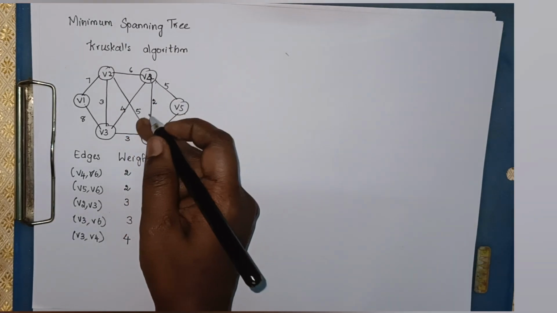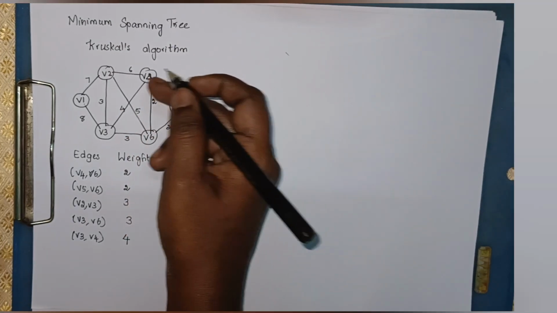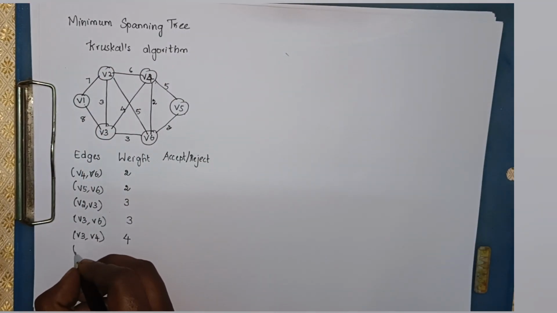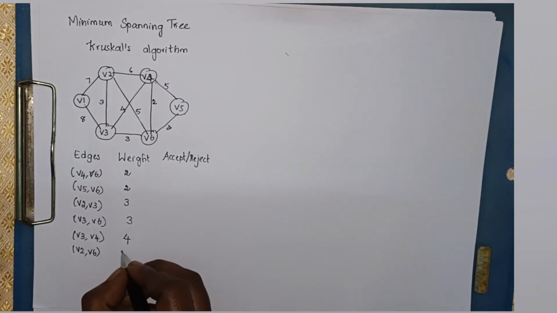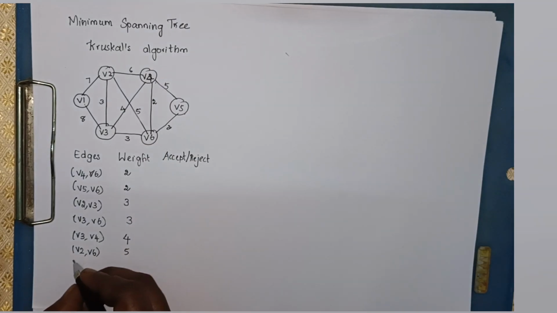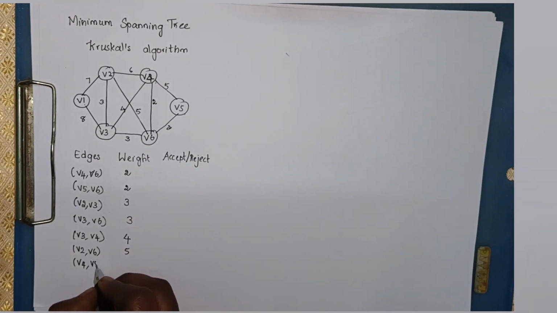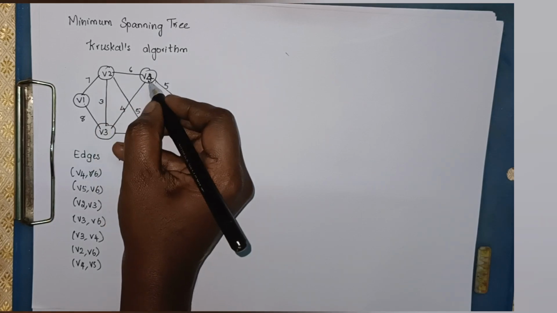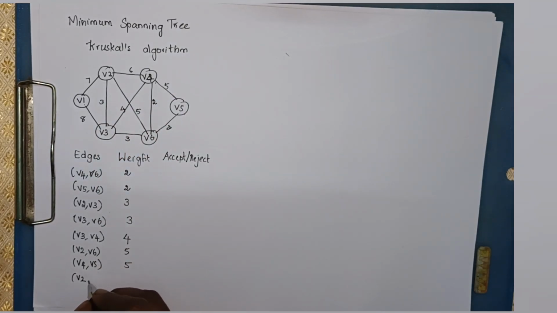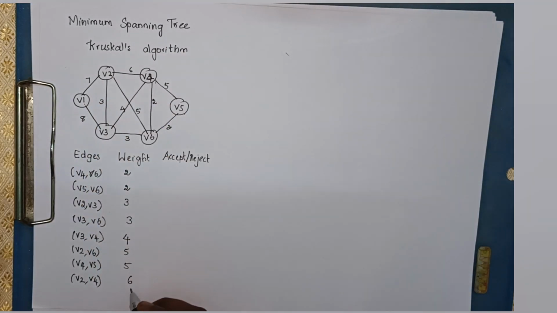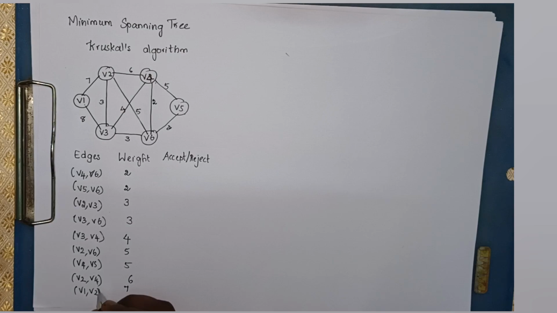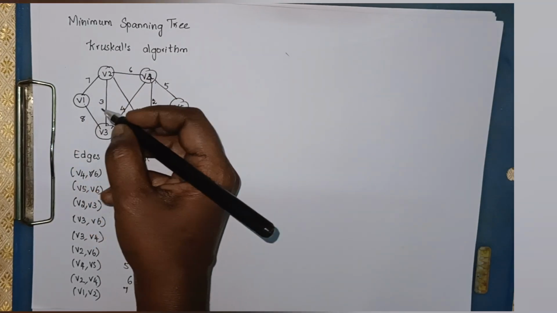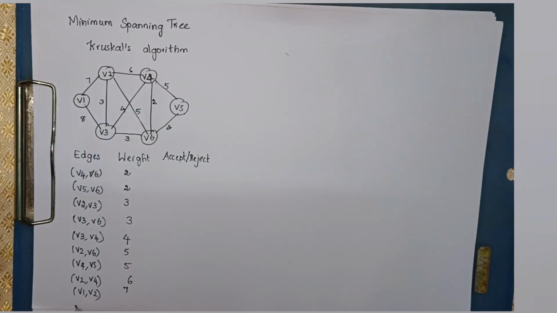Next we have 2 5s here, so I can select in any order. V2 to V6, 5. V4 to V5, 5. Next one is 6. V2 to V4, 6. Next 7, V1 to V2. Finally the last one is 8, V1 to V3.